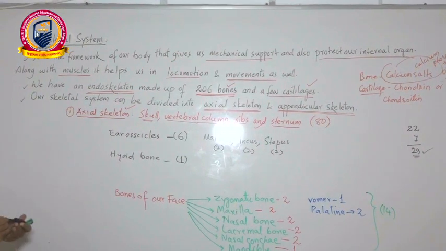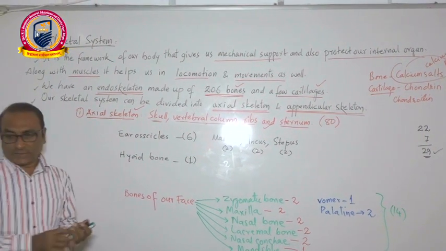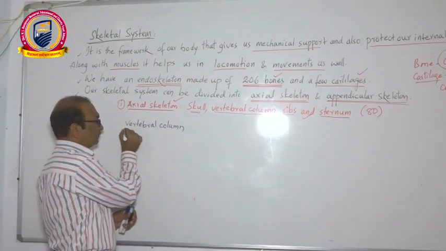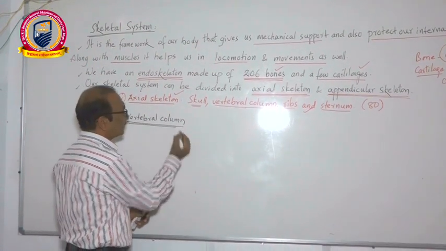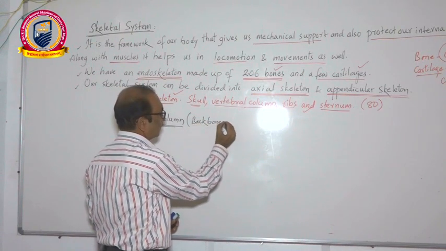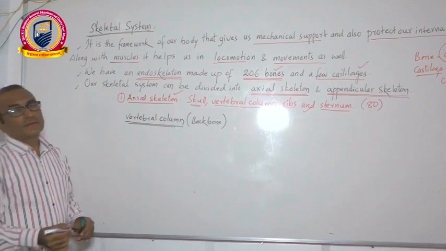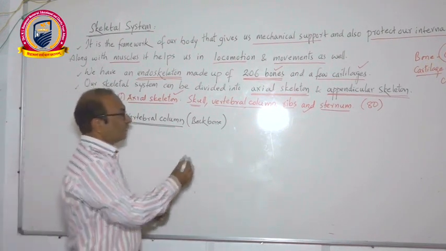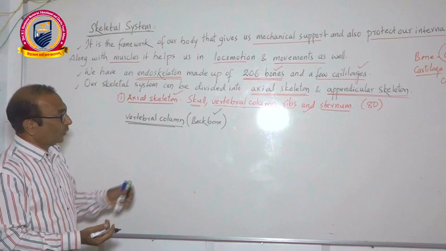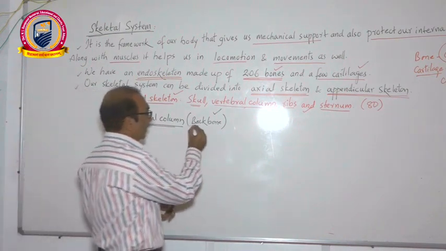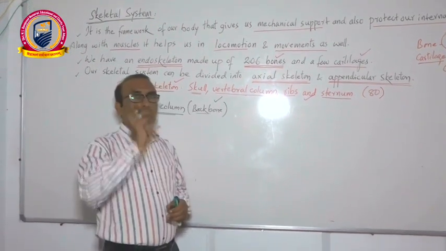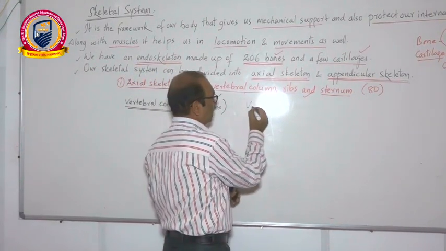Now let us see the bones of the vertebral column, ribs and sternum. Let us take up the bones of the vertebral column first. What is the vertebral column? It is nothing but our backbone. All the vertebrates are grouped as one group because of the backbone, a common feature in all vertebrates. We are also coming under vertebrates. So the backbone is called the vertebral column. It is made up of smaller bones which are called vertebrae.